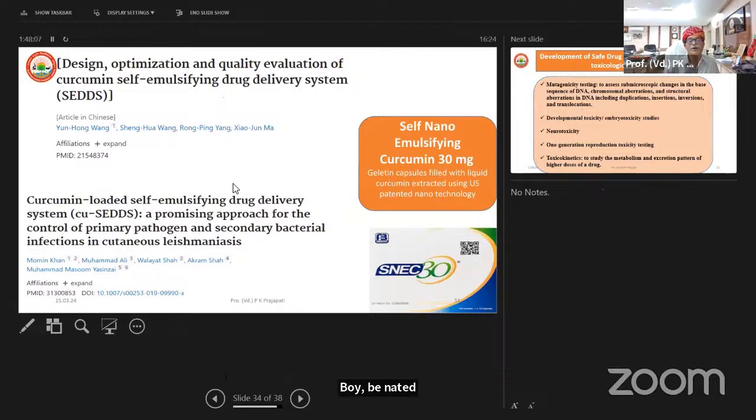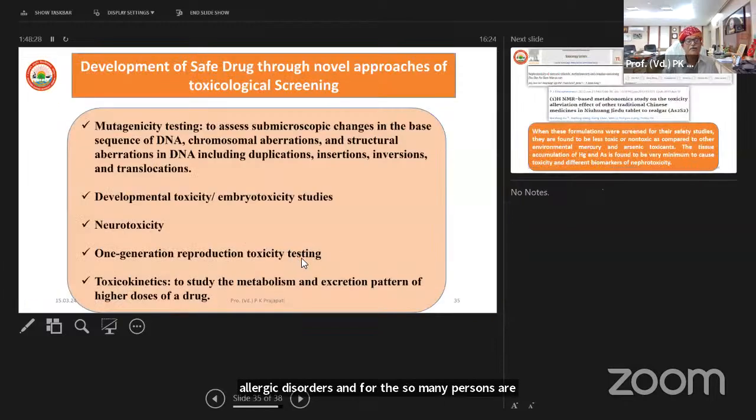So it is the outcome of the nano-emulsifying capsule. A curcumin emulsion is available here, and it is very popular nowadays for allergic disorders and for immunity. So many persons are using this. It is in the form of a capsule. Development of a safe drug through novel approaches of toxicological screening is required.